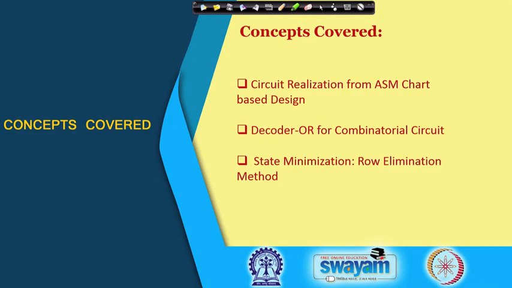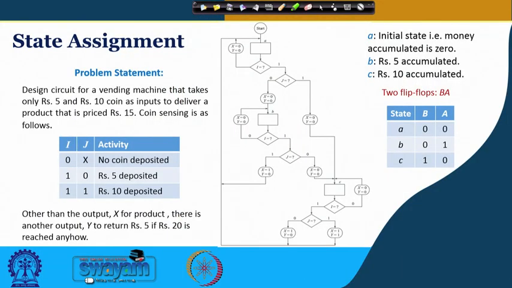So in today's class we shall look at circuit realization using an ASM chart, and after that we shall look at a decoder-OR based combinatorial circuit realization process, okay. And finally we shall move to state minimization, and we shall look at one method called the row elimination method, okay.